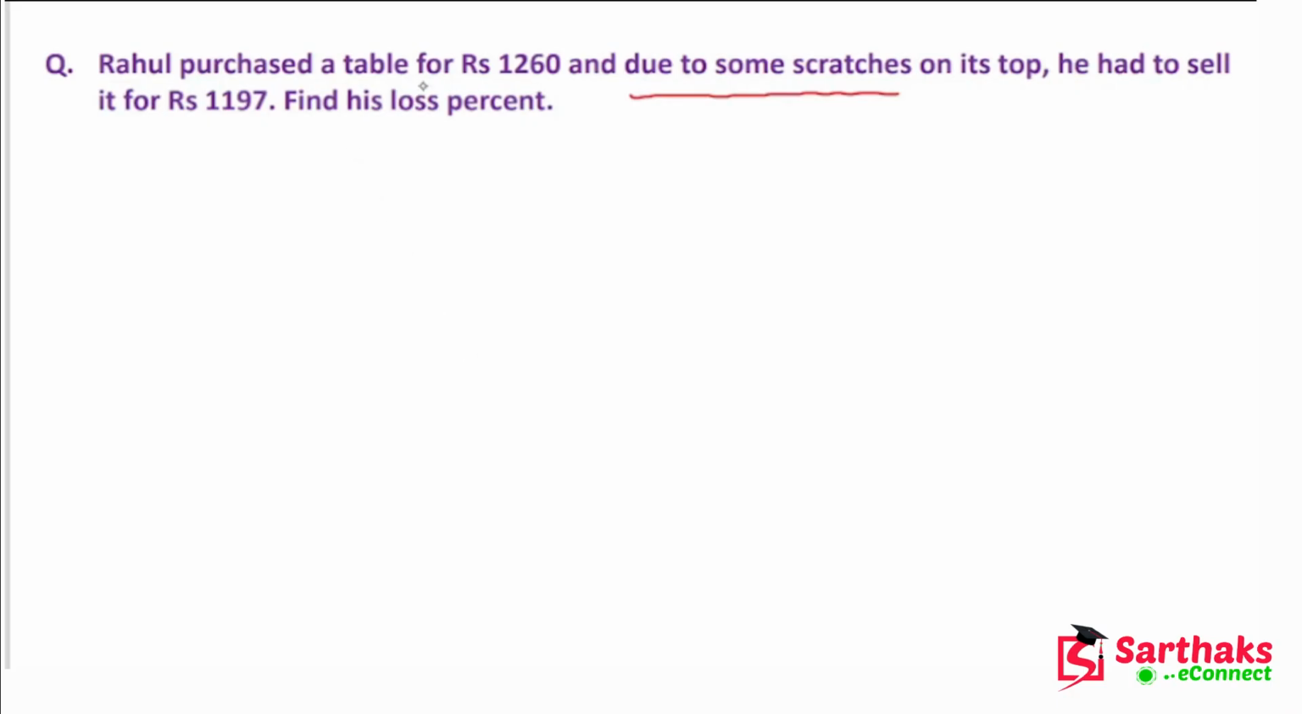Yes, here in this case you can directly see from the numbers that it is a loss, but sometimes numbers are not given and this type of language is given, and you have to judge on the basis of this language that the person mentioned in the question is actually incurring some losses, right? Okay, so in this question Rahul purchased a table for rupees 1260, so cost price is what?